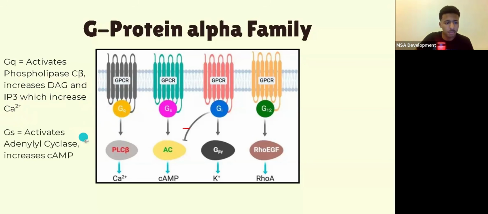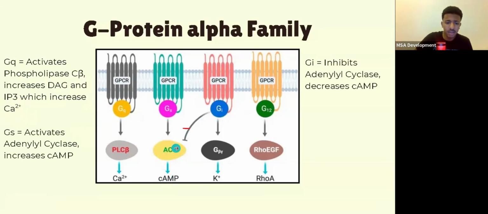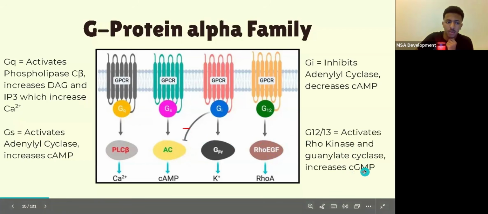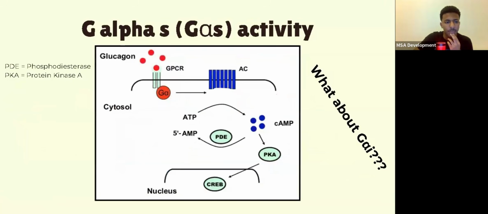GS is pretty simple. It activates adenylyl cyclase, which increases cyclic AMP. Then we have the opposite of that, which is GI. And GI inhibits adenylyl cyclase, and therefore it's gonna decrease the cyclic AMP. And finally, we have G12/13, and G12/13 activates rho kinase and guanylate cyclase, which increases cyclic GMP. You can read on it again, pretty simple, but we're gonna go into the details now.